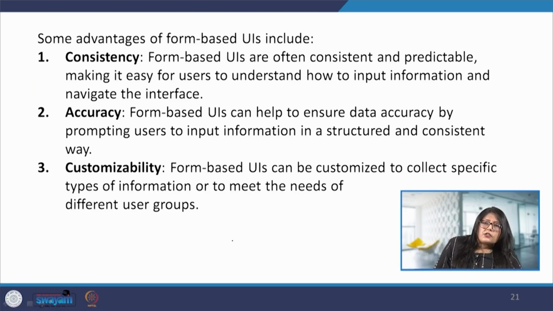So, some advantages are consistency. So, they are consistent, predictable. So, we know that especially when there is a star, it is a mandatory field, etc. And so, for example, nationality, then we expect a drop down and then we can choose the country. So, it is quite predictable, and some of the areas that need to be filled are very objective. So, it makes it a very quick process to fill it up.